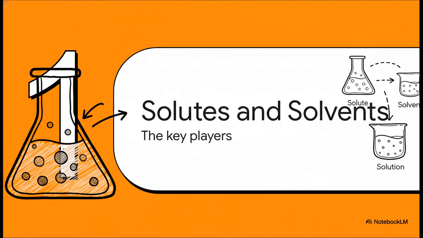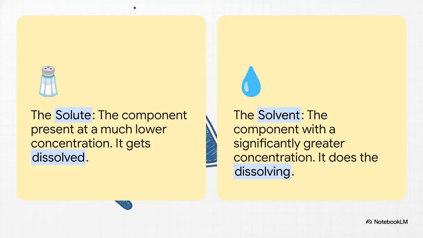What is a solution actually made of? Turns out there are two key players here, and knowing the difference is fundamental. The easiest way to think about it is like this. The solute is what gets dissolved, and the solvent is what does the dissolving. In our coffee example, the sugar is the solute and the water is the solvent. Usually, you have a whole lot more solvent than you have solute.